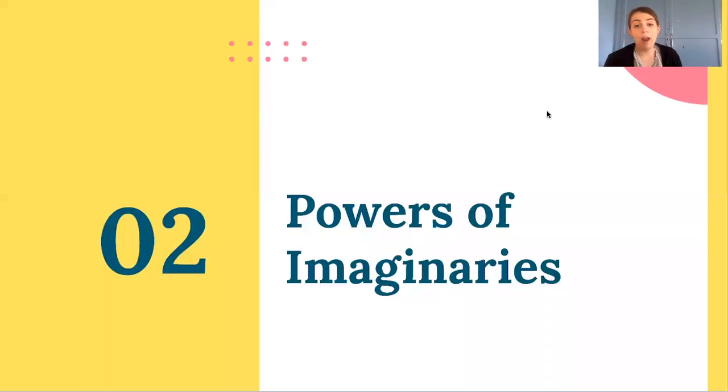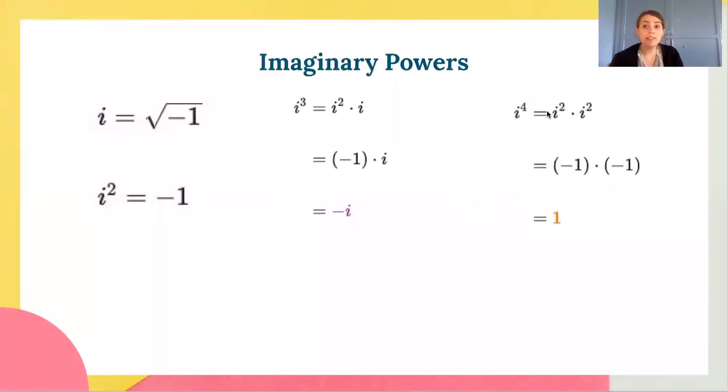Okay, now we're going to look at the power of imaginaries. So what this is talking about is with our i, sometimes you're going to see an i with a little exponent by it. Now there are kind of four categories of these i's with the exponent. The first are i's that are just divisible by 1.